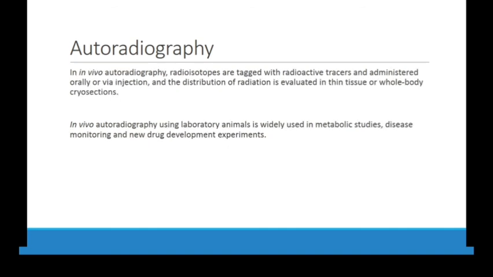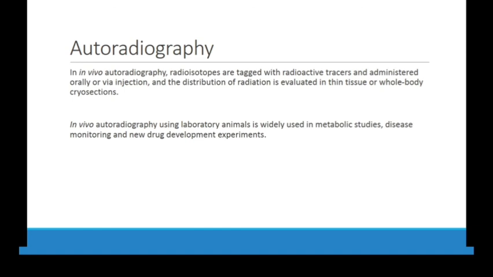In vivo, radioisotopes are tagged with a radioactive tracer administered orally or by injection. The distribution of radiation is evaluated in thin tissue sections or whole-body cryosections. So what is in vivo? I will give you an example with a bone scan. If you want to do a bone scan with a radioisotope, you will use an MDP kit. This is the name of a kit, MDP. You will label it with technetium-99. When you label it, you inject it into the patient. The MDP kit takes the radioisotope to all the bones of your body. It will deposit on your bones, and then you will detect the radiation on the gamma camera.